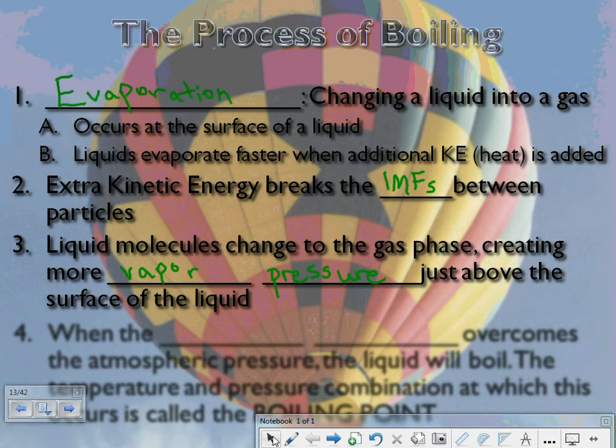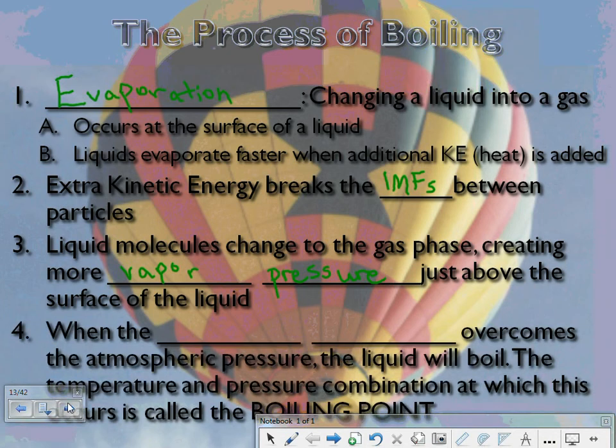Okay, so the vapor pressure is going to increase. We learned in podcast 9.1 that vapor pressure means just above the surface of the liquid there are particles of that liquid that became a gas, and the more particles there are in the gas phase, the higher the vapor pressure. So as more of the liquid turns into gas, our vapor pressure increases. But we don't consider our liquid to be boiling until the vapor pressure is equal to the atmospheric pressure.